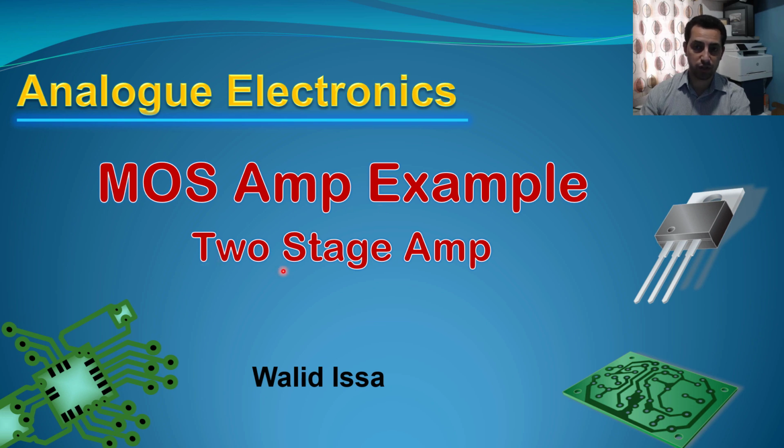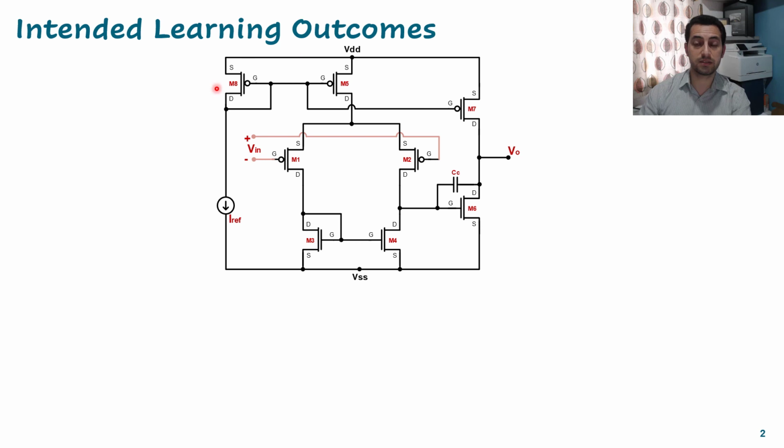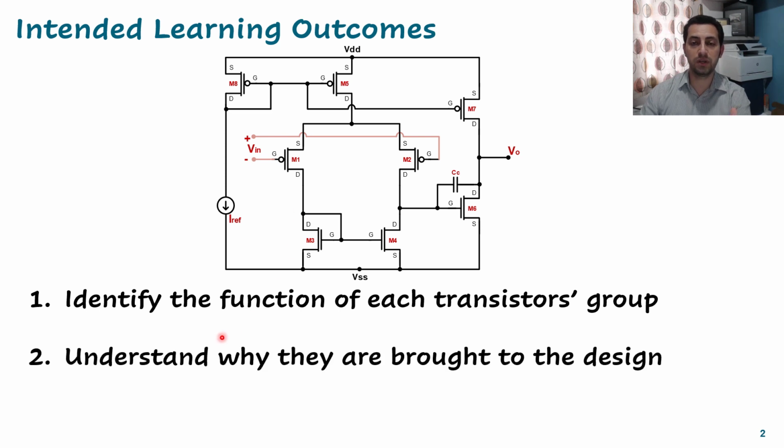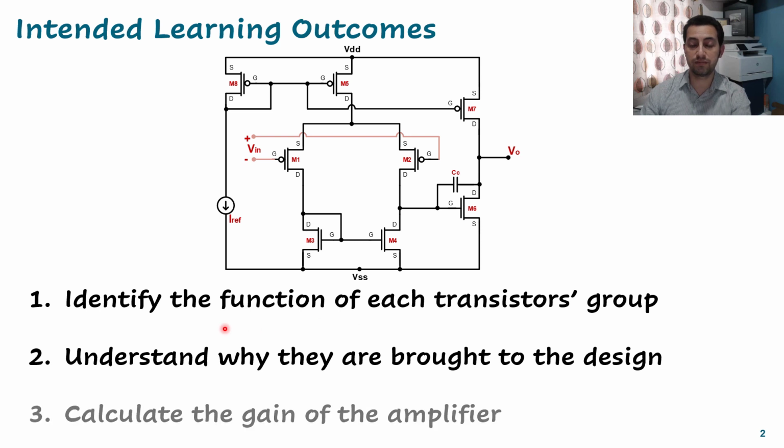Today I'm going through explaining an example of a MOSFET amplifier circuit, in particular a two-stage amplifier. This is the circuit that we will cover in this lecture, and to understand each MOSFET's function here, we are going through some intended learning outcomes. First, we are going to identify the function of each transistor group, because these transistors can be grouped together to form a functional circuit. Then we will understand why they are brought to the design, and finally calculate the gain of this amplifier.